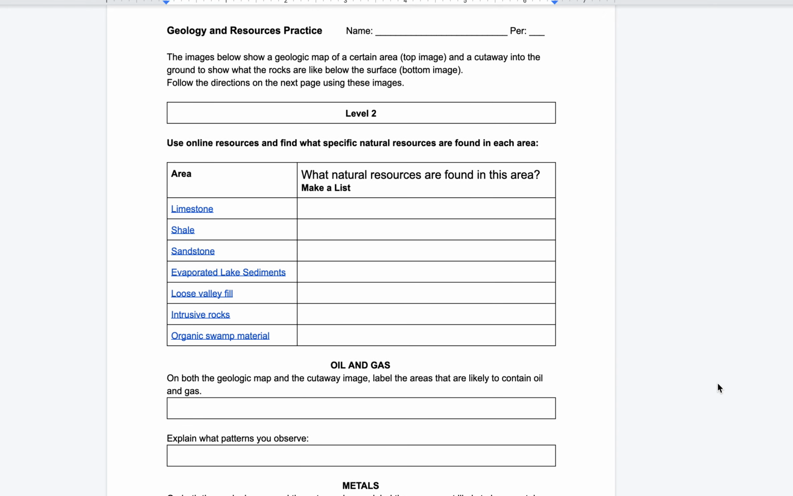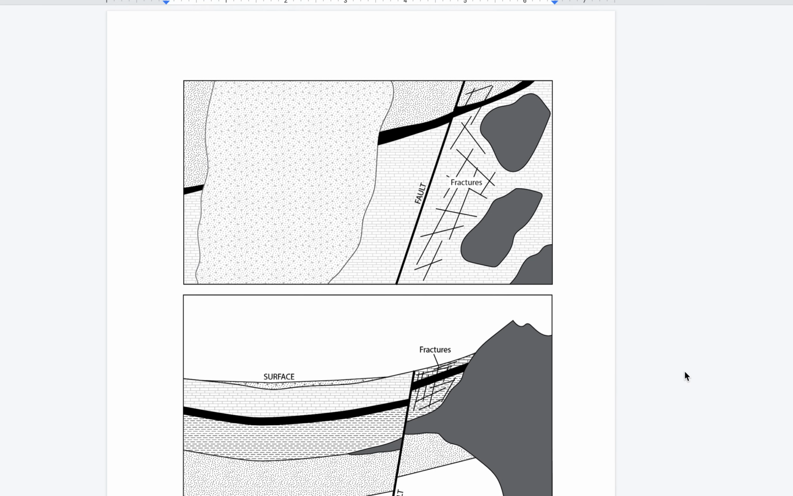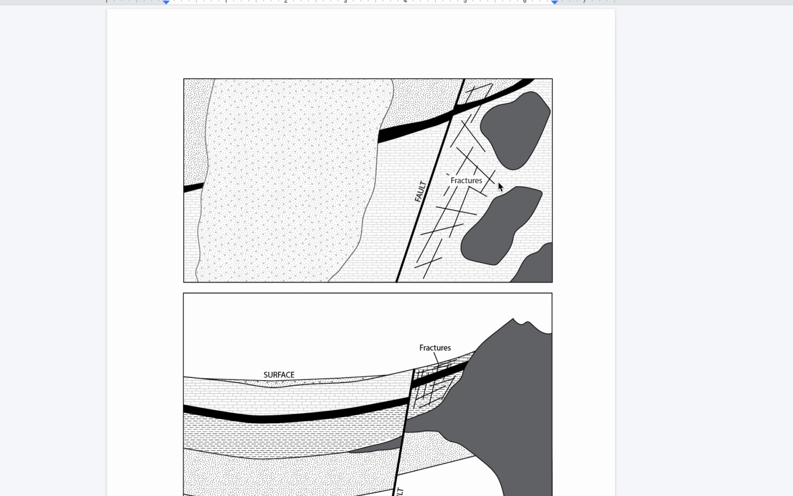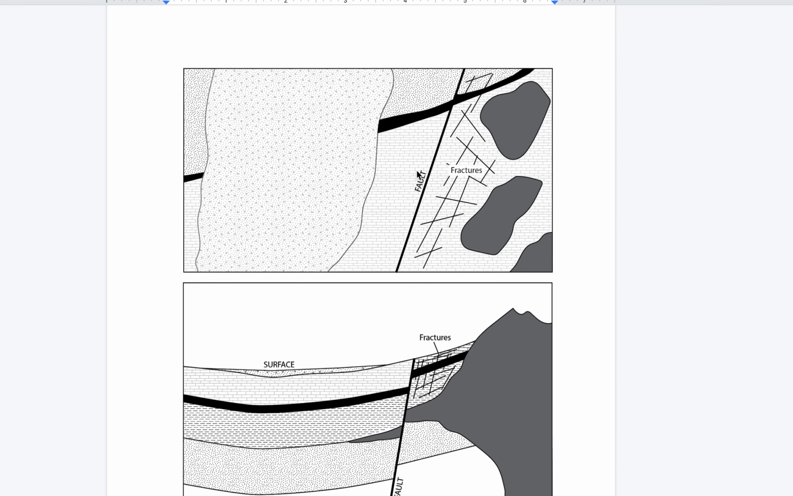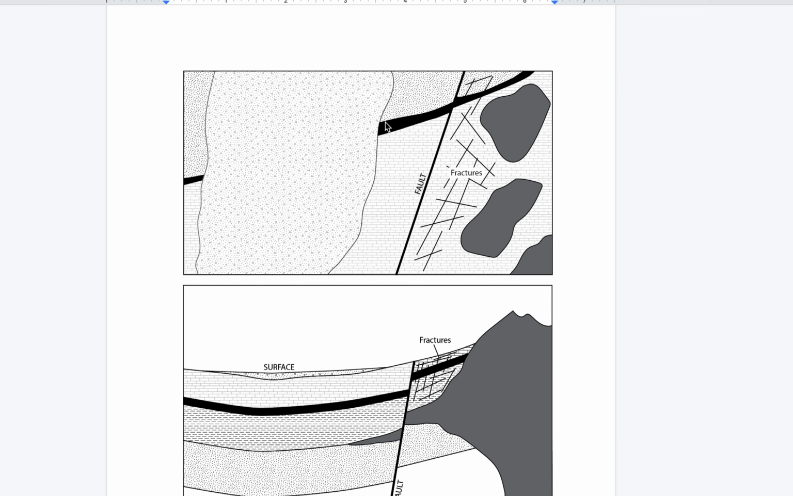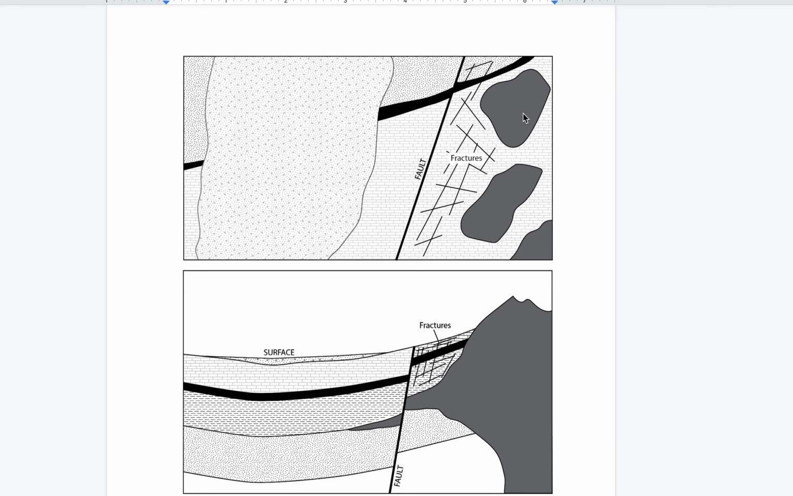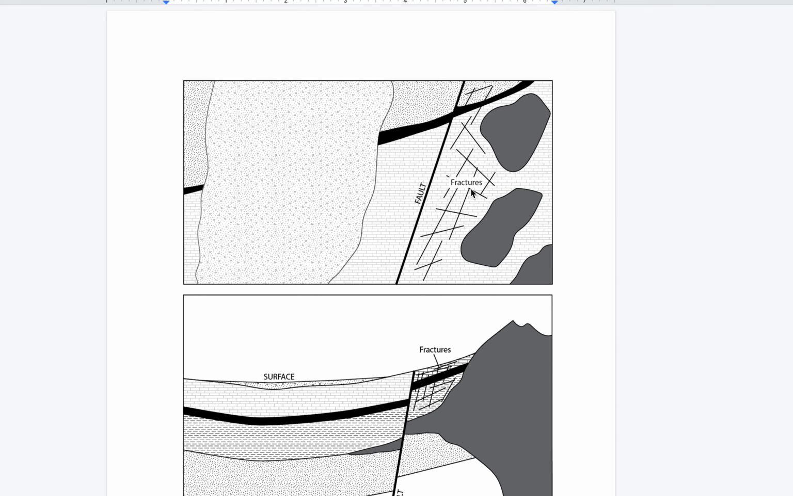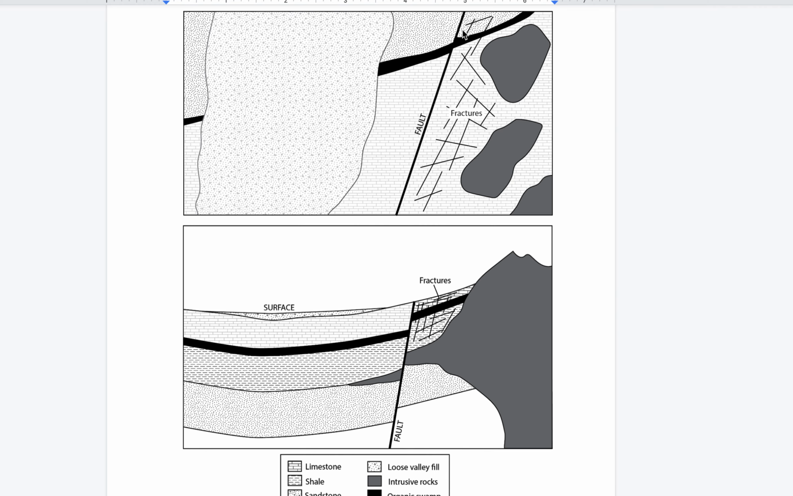All right, so this next activity is called Geology and Resource Practice, and it's going to take you two and a half days to work on this. You have two pictures here. This first picture is what an area looks like from above, and all these different areas are represented by different drawings or symbols. Like these triangles represent something, these dots represent something, these bricks represent something, this dark line represents something, these gray areas represent something different, and these lines also too. Fractures says right there, and this right here says fault.